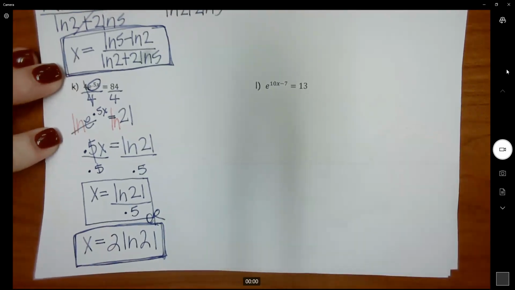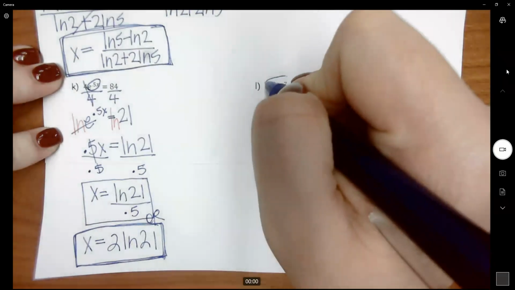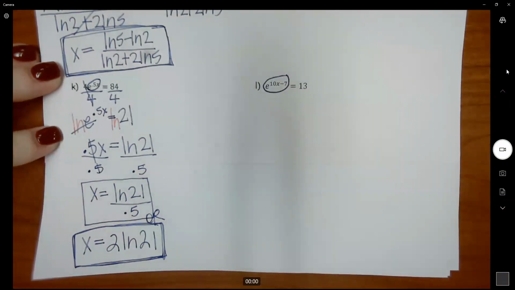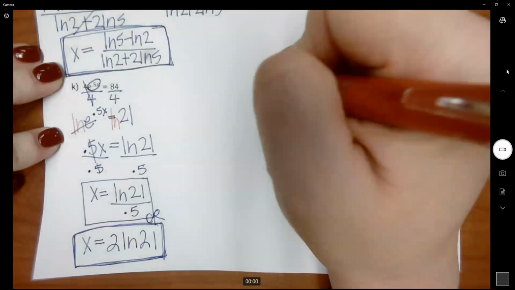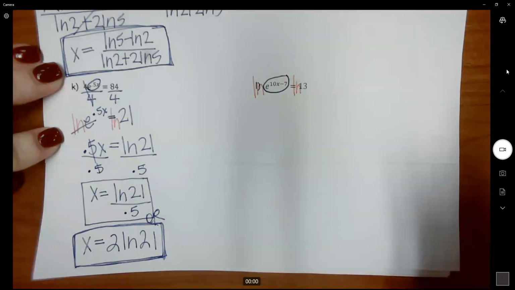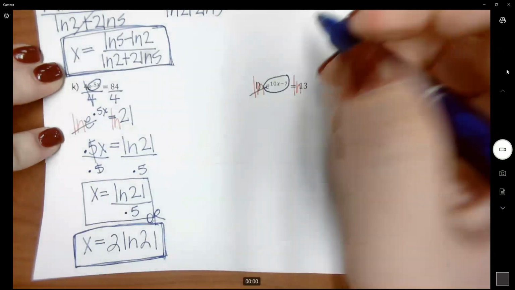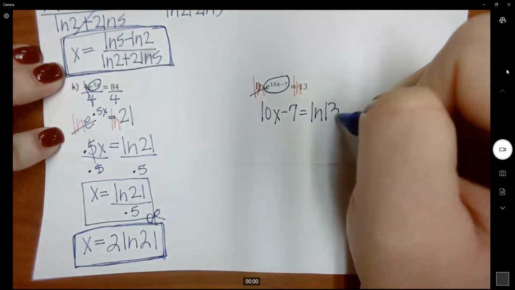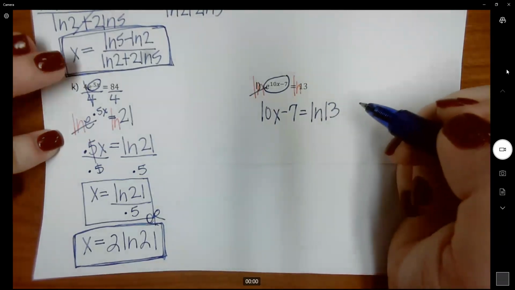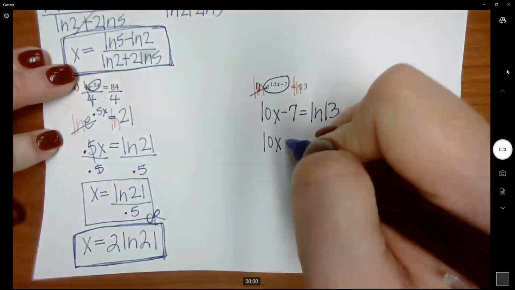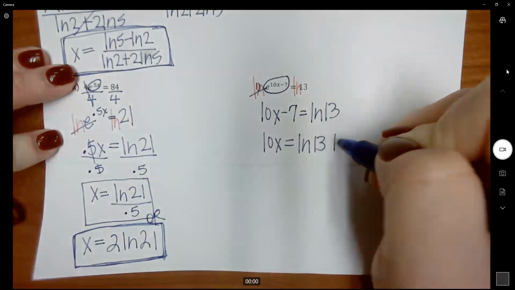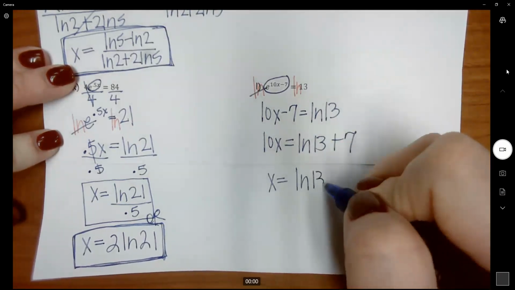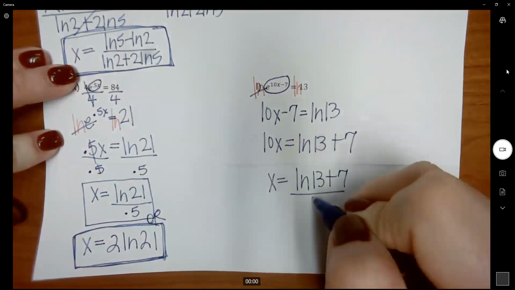And then on L, you want to get the exponential term by itself. Well, it's already by itself. You have nothing being multiplied, added, subtracted, divided by it. So now to get rid of that e, we'll take the natural log of both sides. So those cancel. We are left with 10x minus 7 equals the natural log of 13. So now it's just a 2-step equation. We'll add our 7 over and then divide by 10. So x equals the natural log of 13 plus 7, divided by 10.